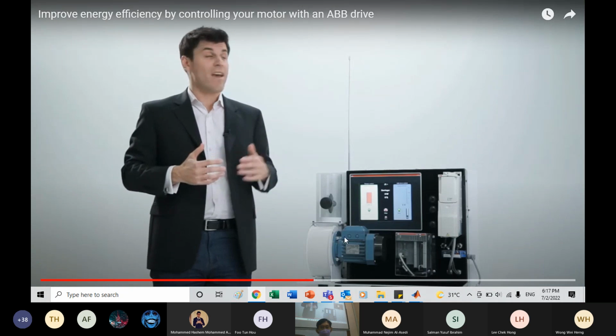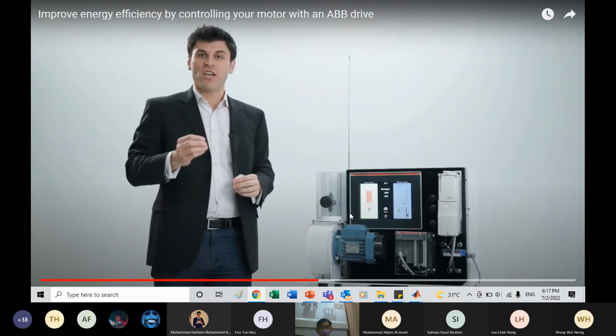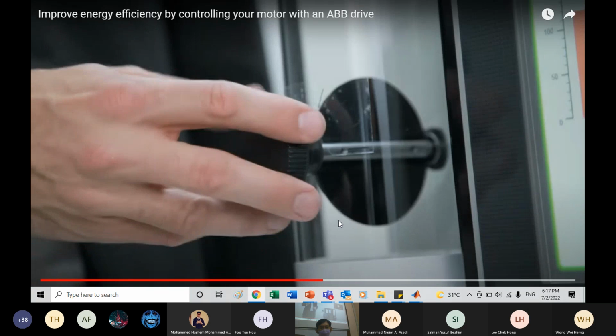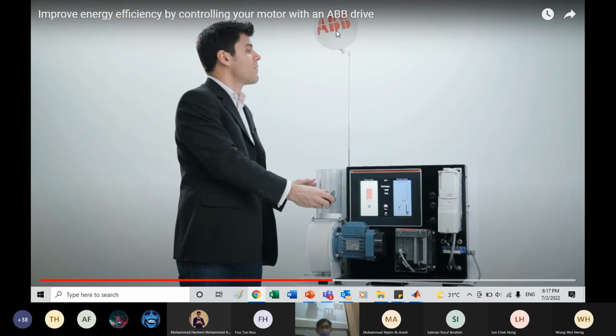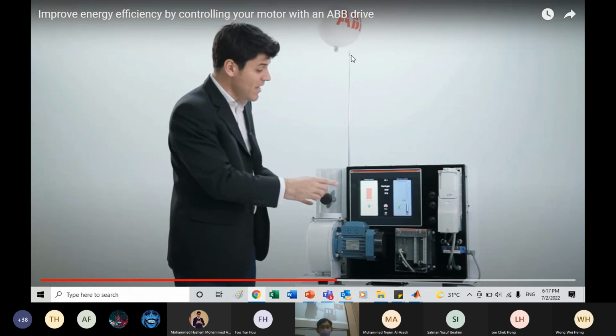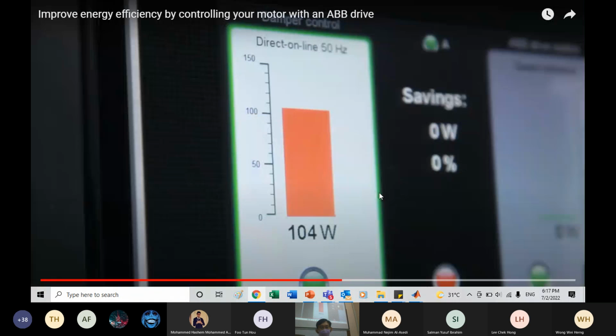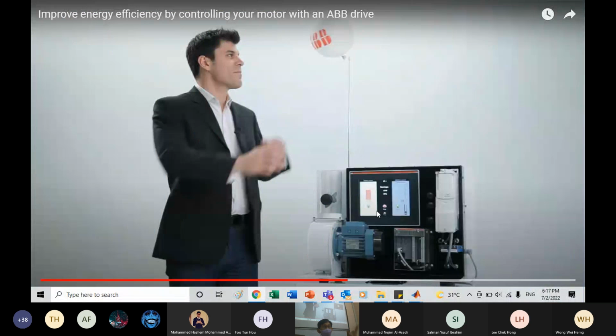Now I'm going to reduce the airflow to the reference level by adjusting the damper. So now they use this damper to block the wind, so the balloon will go down to this level. As you can see, the current power consumption is about 100 watts. But you can see the power still has no change, right?